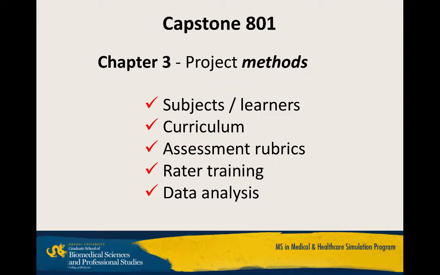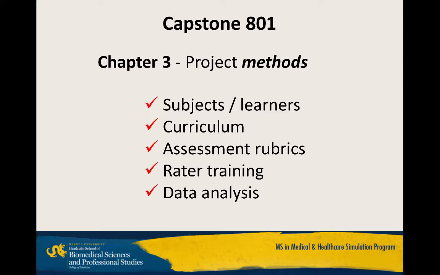The other chapter 3 is you want to outline your project methods. So for example, looking at the subjects or the learners, identifying who it is you're going to be working with. Perhaps you're going to be developing a curriculum. Perhaps your project is really about a simulation education project, so you want to be able then to develop the curriculum and how it will be delivered.